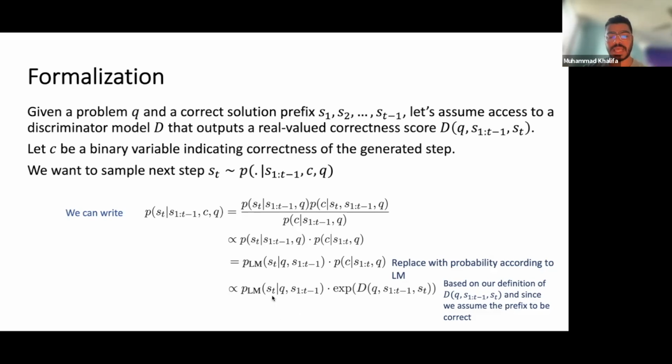will be proportional to the product of these two terms. First, the probability of the next step according to the language model. This is the probability without modeling correctness. We don't touch on correctness here. It is multiplied by the probability of being correct, or a score indicating being correct, which is basically the exponential of the discriminator score. The discriminator takes as input the question, the prefix, and the current step, and gives you that correctness score.